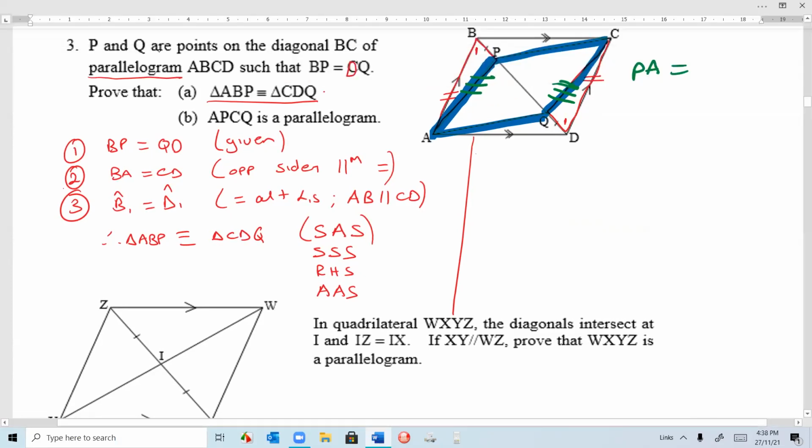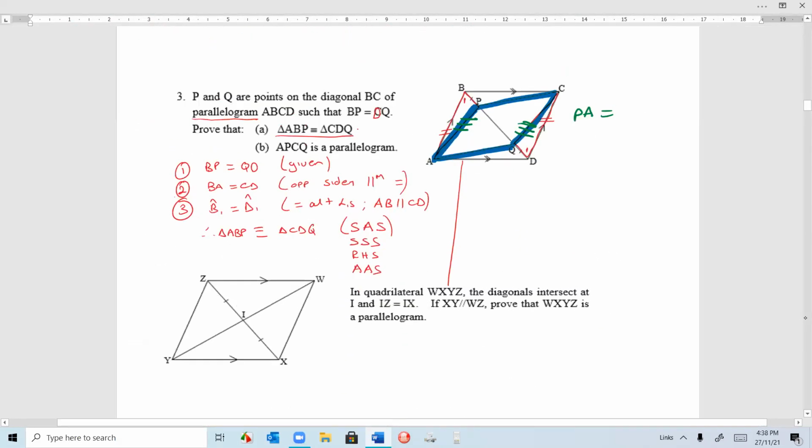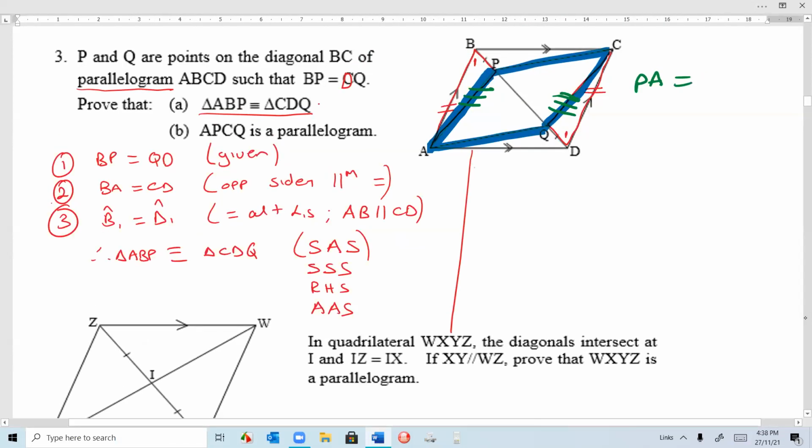So we know PA, sorry, my diagram wants to run away here. So we know the first one is that PA is actually equal to CQ. And why is PA equal to CQ? What reason would you have? Congruent triangles, sir. Well done, congruent triangles.